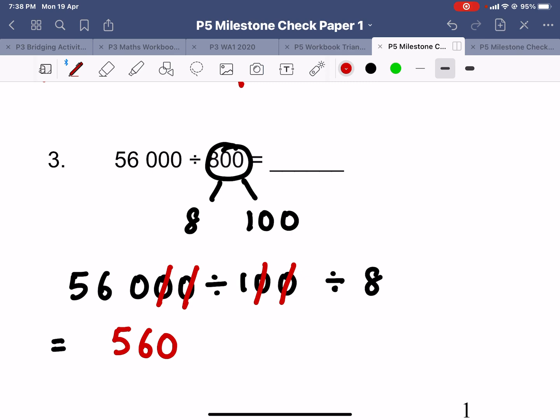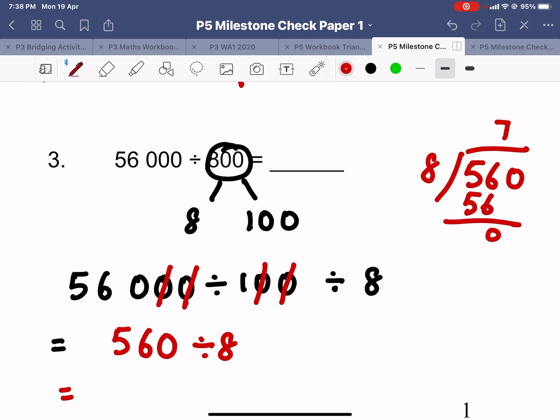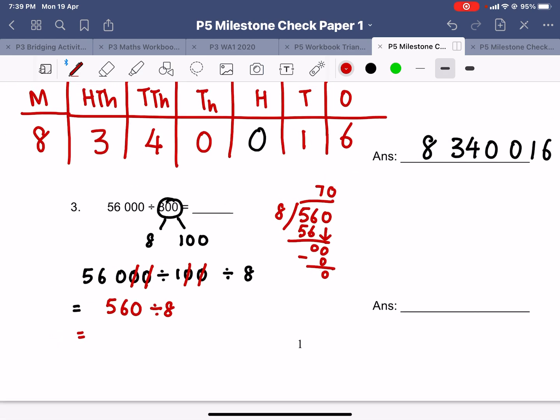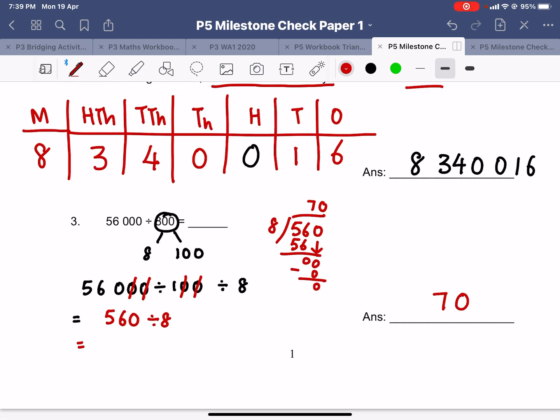560 divided by 1 is 560, divided by 8. So when you do your long division, this is how it will look like, 56. Alright, when you bring down there's nothing, you still need to put a 0 on top. Alright, this is for people who have forgotten how to do long division. The answer is 70.